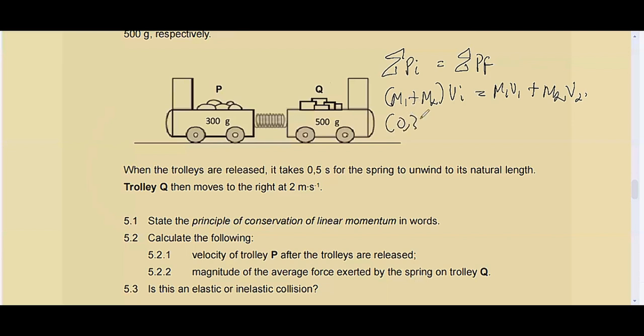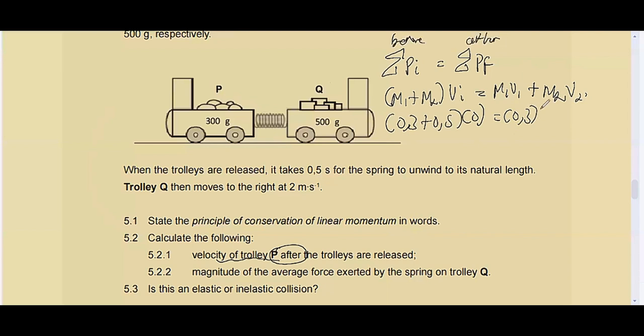So we had 0.3 plus 0.5. But initially they're just held together. That means if they're held together, they had an initial velocity of what? 0. Hence, they even say here when the trolleys are released, you only release something if you have been holding it stationary. So this tells you that your velocity is equal to 0. Now your mass here is 0.3, and your velocity, vP, we are not given. That's what we are looking for: the velocity of trolley P after the trolleys are released. So remember, this is before, initially, and this is after.